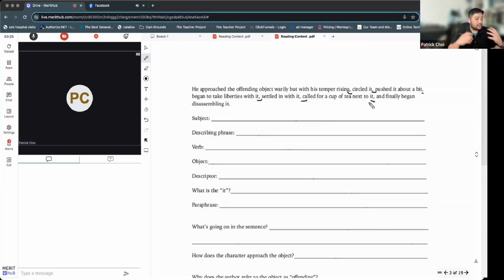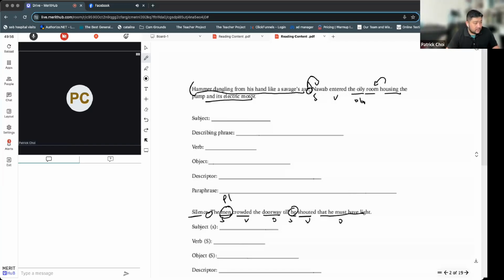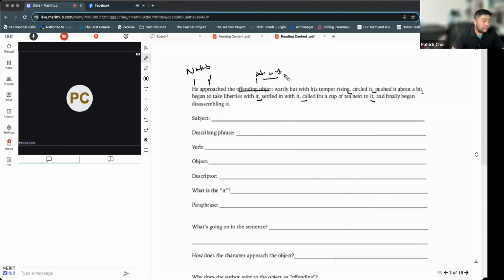But before we go into that, let's take a look at the first part. He approached the offending object. So now, he is Nawab, because remember we talked about the men crowding the doorway, but the men are plural. They don't refer to any specific or singular person. So he still has to refer to Nawab. Approached is the verb. The offending object is the object of the sentence. But we also know that it's the oily room that houses the pump and the electric motor, so the offending object is probably referring to the pump and the electric motor.